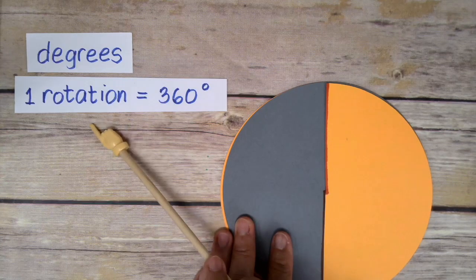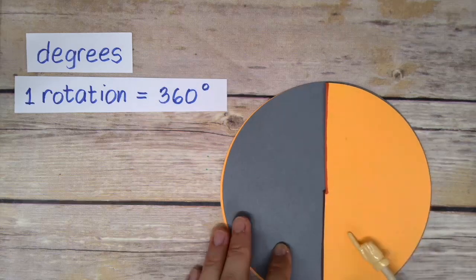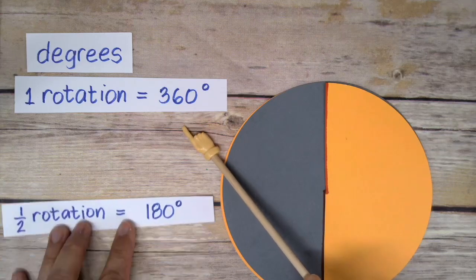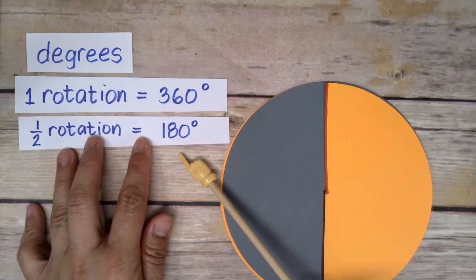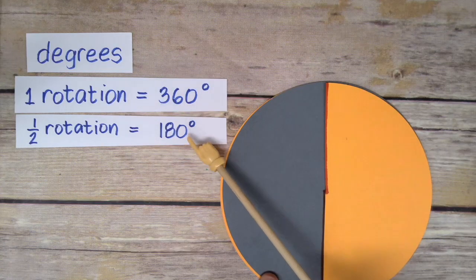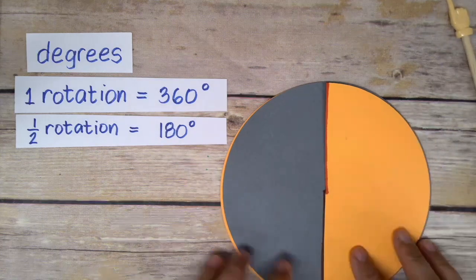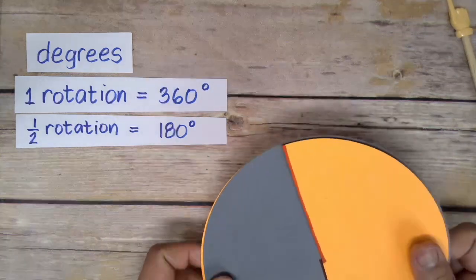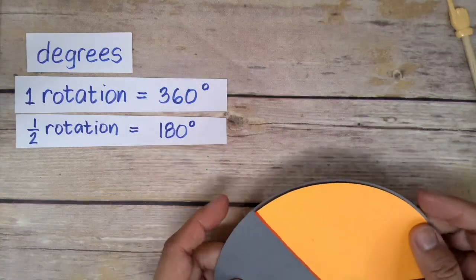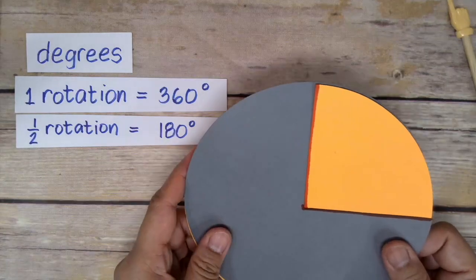And if one rotation is equivalent to 360 degrees, then half of a rotation will just be half of 360 degrees, which we compute as 180 degrees. Why? Because we divide 360 degrees by 2 and we get 180 degrees. Okay. Now, there are also certain angles wherein we only want to have just 1/4 of a rotation.